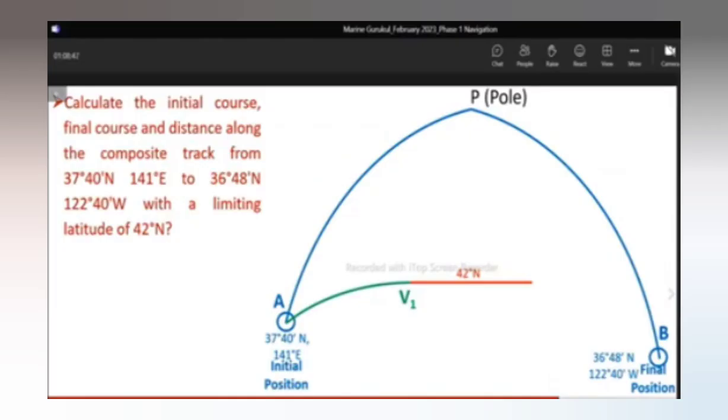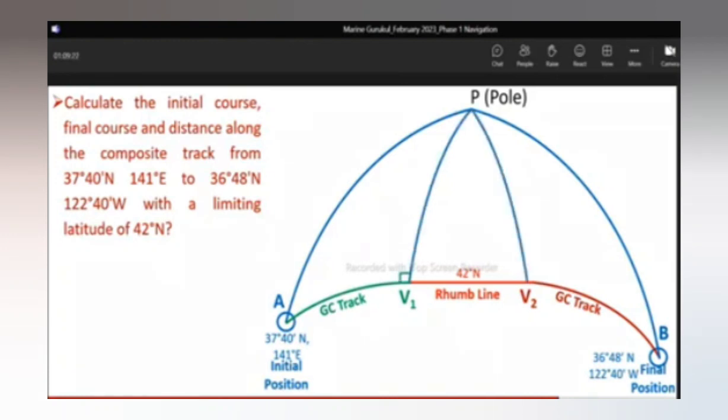Likewise, we draw another arc of great circle passing through B with vertex at the limiting latitude, and the vertex being V2. Now the vessel shall be moving along the track A to V1, which shall be a great circle track, V1 to V2 along a rhumb track, and V2 to B along a great circle track, completing our voyage from A to B. Now we draw the meridian of V1, angle at V1 is 90. We draw the meridian of V2, angle at V2 is 90.